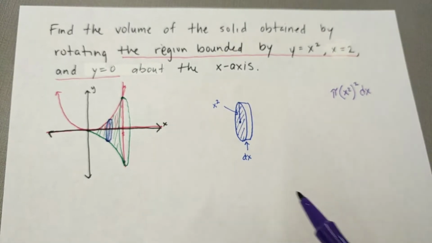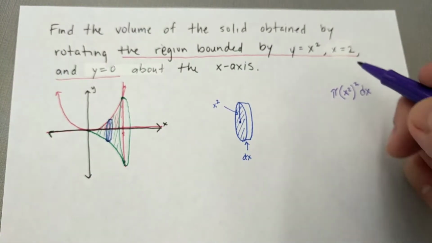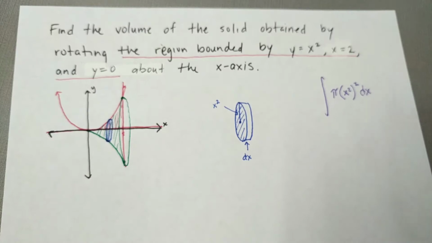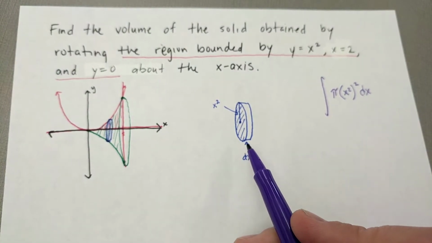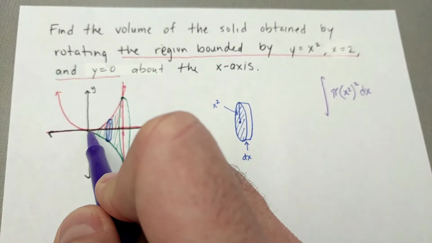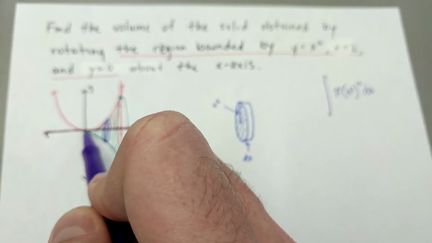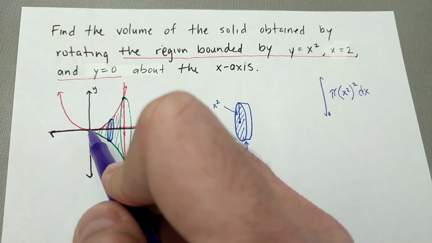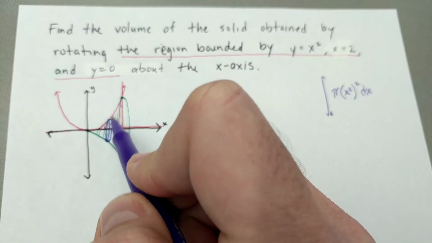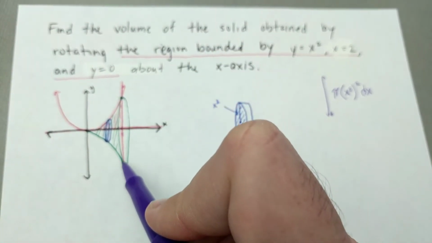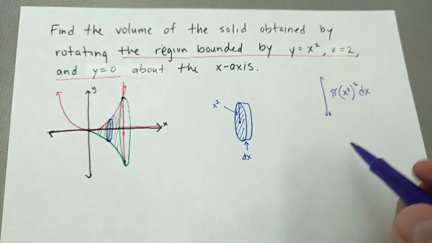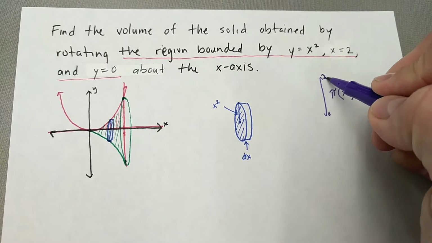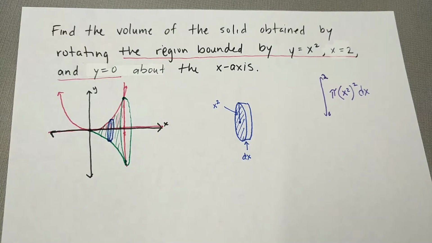Just as we did before, though, there's not just one little coin here. There's not one little disc. There are an infinite number of them. Where are they starting? Well, in terms of x, they're starting as far left as I can go right here at the vertex there, which is x equals 0. And then we stack, stack, stack, stack until we get to this vertical line, which is the line x equals 2. So to 2.